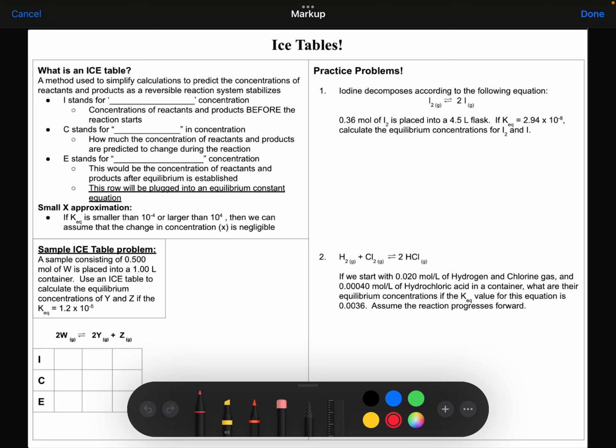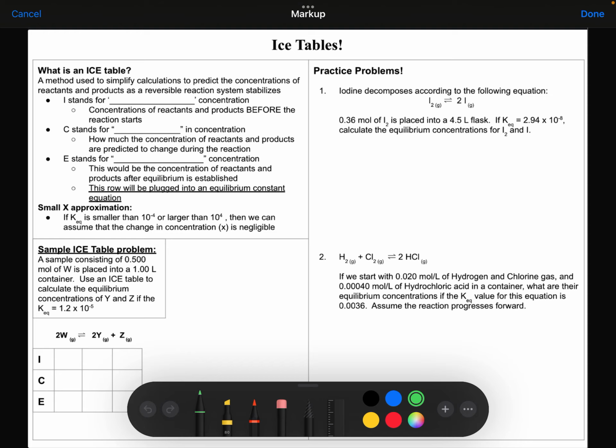So to start out, let's talk about what an ICE table means in the first place and what it even is. An ICE table is a method that we can use in chemistry to simplify certain calculations. And we can use them predictively because when we put concentrations of reactants into a vessel, into a container, at some point, if we're talking about an equilibrium system, it's going to stabilize into equilibrium. Those initial concentrations that we put in are going to change. And we can use an ICE table to predict what our equilibrium concentrations of reactants and products are going to be.